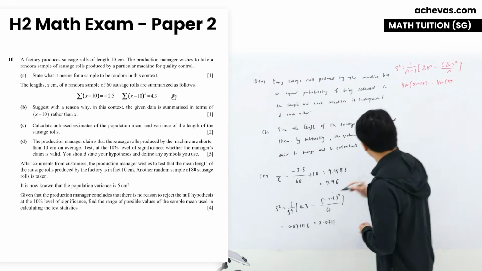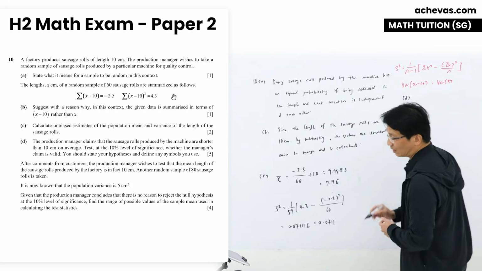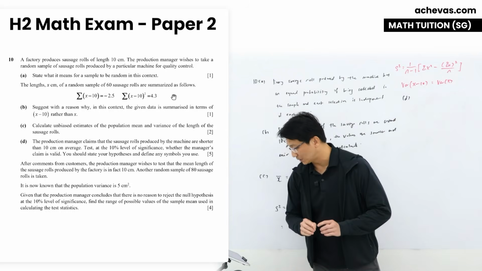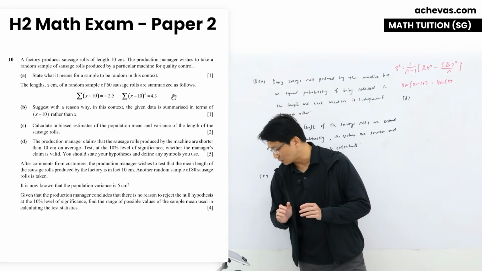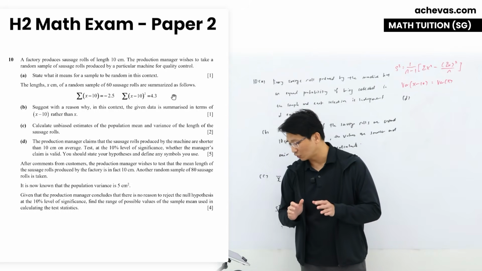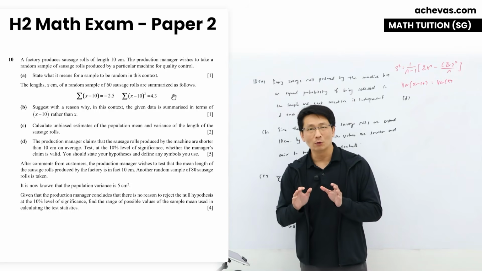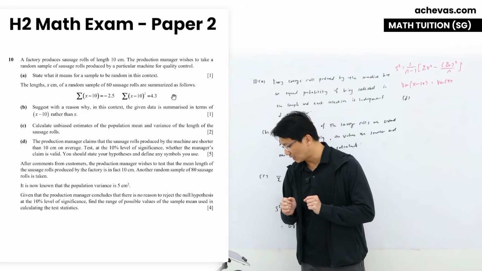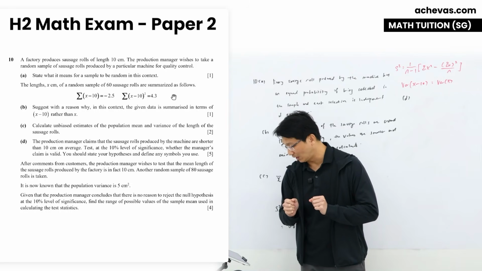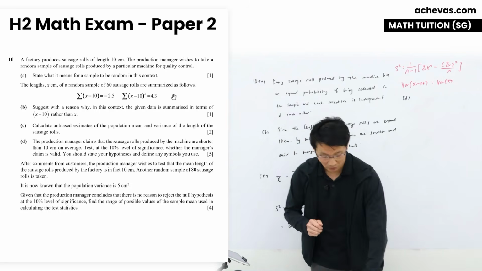Right now we are at part D. For part D, we'll be starting to do our hypothesis testing already. This manager claims that the average sausage roll produced by the machine is shorter than 10 cm. With this statement, I know we are probably going to perform a one-tail test. Test at 10% level of significance whether the manager's claim is valid. You should state your hypothesis and define any symbols that we use.